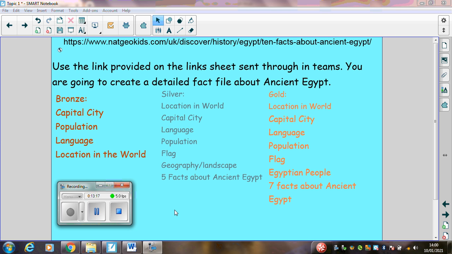And then also what I like to do is have a little look at the section that's labelled up as ancient Egyptian facts. There's about 10 of them, so I want you to include about 5 of those and just show an understanding of the facts. Some of them are really interesting, so hopefully you'll enjoy reading them.